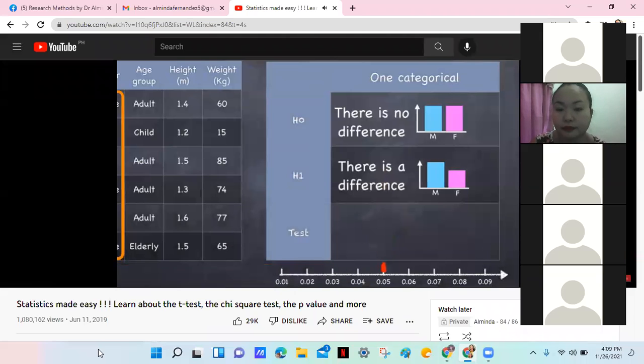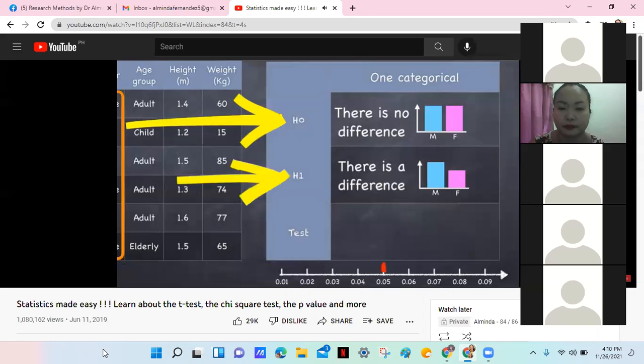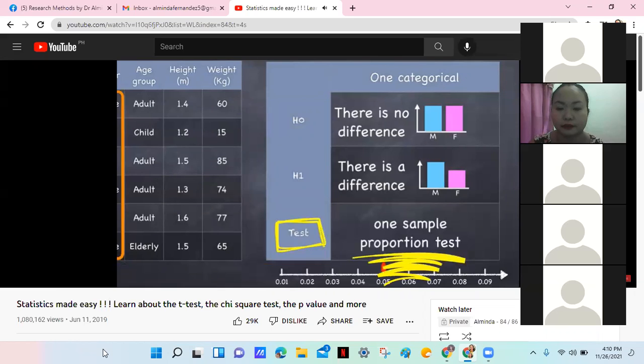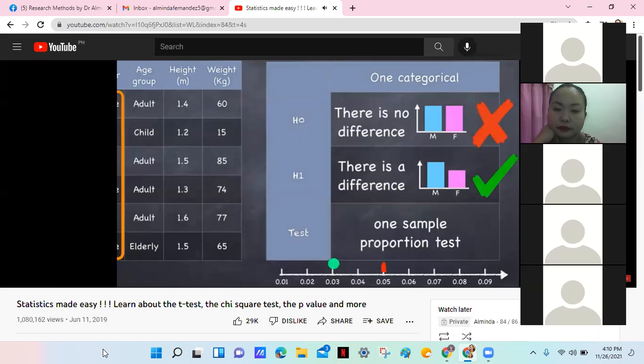And for the rest of the examples in this video, we're going to use an alpha value of 0.05 or 5%. So we've really got 2 scenarios. We've got the null hypothesis, which is that there's no difference, and the alternative hypothesis, which is that there is a difference. And the next step is to apply a statistical test. And in this case, we do a one sample proportion test, and we generate a p-value. If the p is less than the alpha, then we can reject the null hypothesis and state that the difference that we observe is statistically significant.